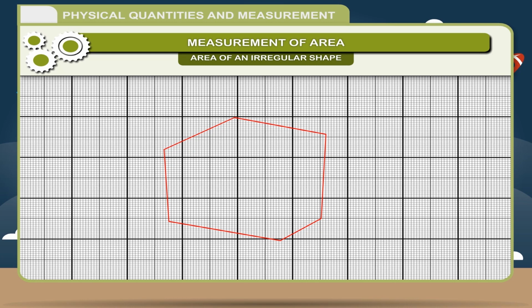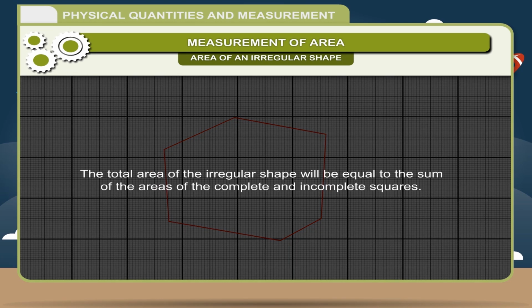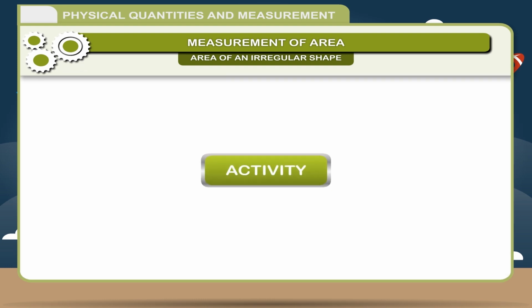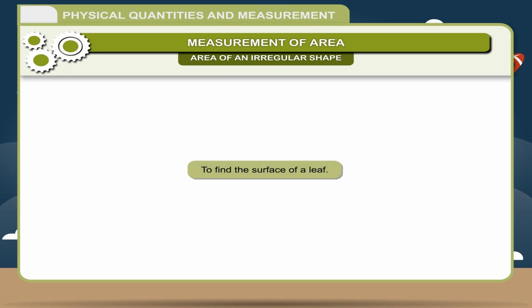The area of incomplete squares is approximated to be the half of area of a complete square. The total area of the irregular shape will be equal to the sum of the areas of the complete and incomplete squares. Activity: to find the surface area of a leaf.